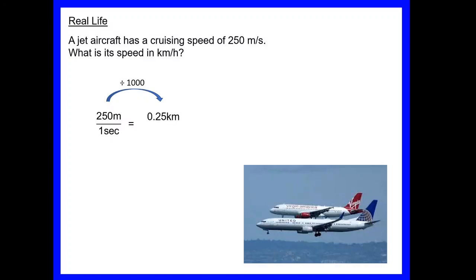That gives us 0.25 kilometres. Now we're going to do the bottom line, changing 1 second into hours. We're going to divide by 3,600. That gives us 0.000277 recurring. We divide those two numbers, and that gives us 900 kilometres per hour. Pretty fast for a jet plane.